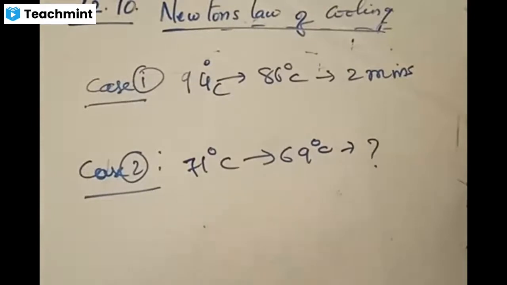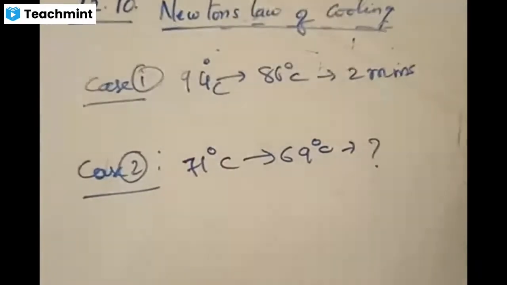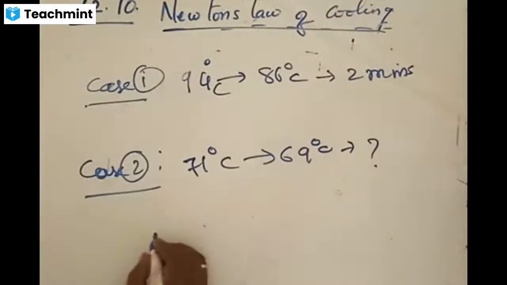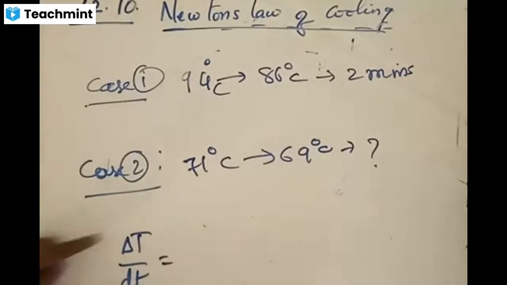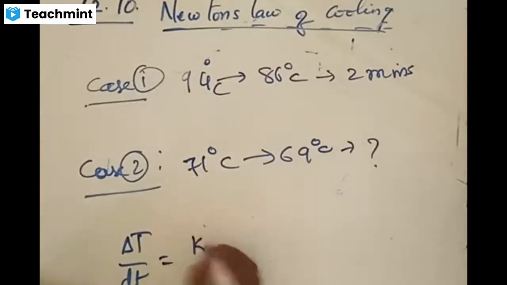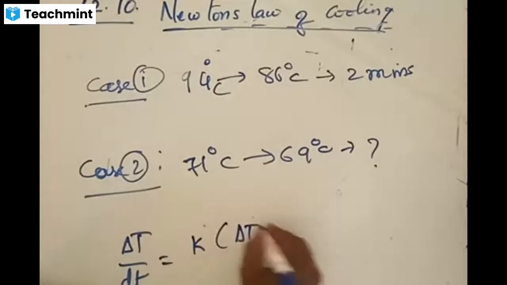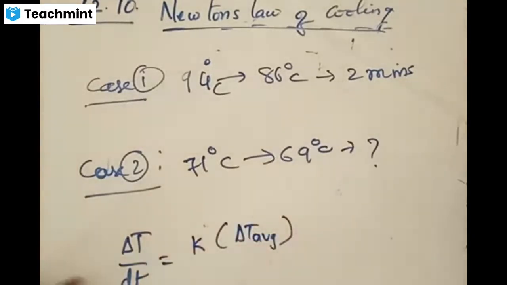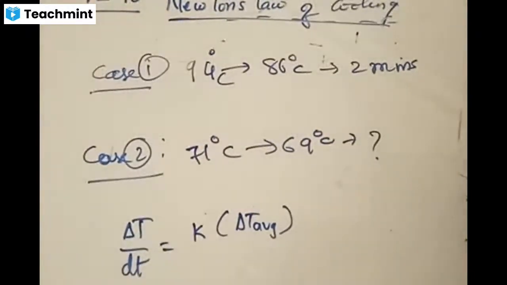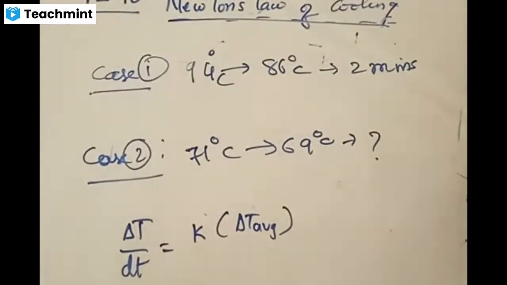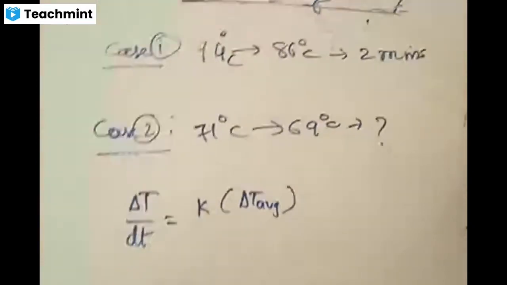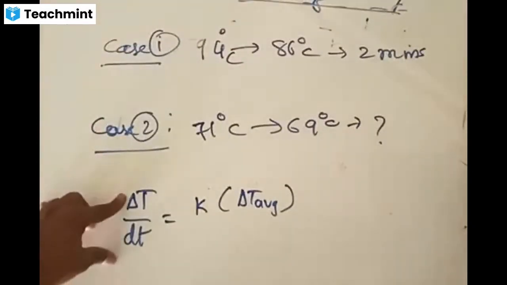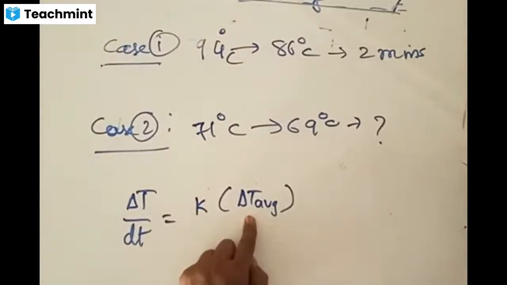Now, any idea how to solve this? Write the formula first. I'm writing the generalized formula, that is delta T by dt, the change of temperature by time, is equal to K into delta T average, the average change of room temperature. Same formula that I have written earlier, T2 minus T1. Is this formula clear? The formula I wrote earlier, I have modified and written like this. Change of temperature by time is equal to K into average change of room temperature.